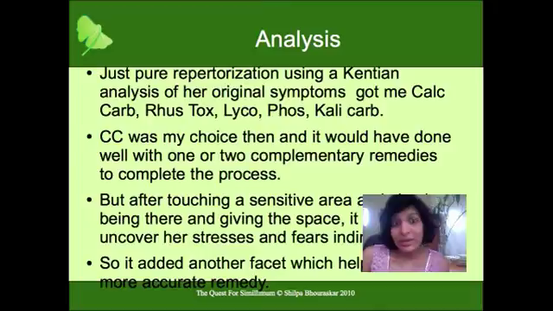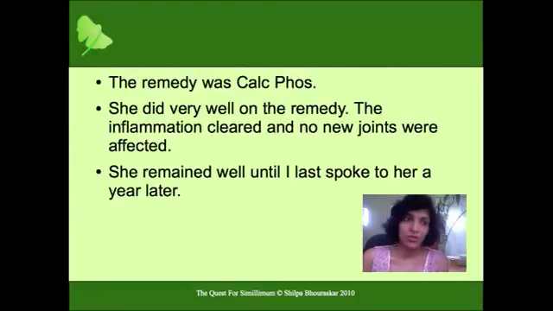So yes, only repertorization would have got me these remedies, as I said, Calcarb, Rhus tox, Lyco, Phosphorus, Calcarb, and it would be Calcarb before if I was just going to work around these remedies. But because of that fine tuning and that extra space and that really unfolding which happened, I could add another facet, and that was for me the remedy then, which was Calc-Fluor. So that was the remedy given. It was given in a 200 potency, I think, repeated as and when required.